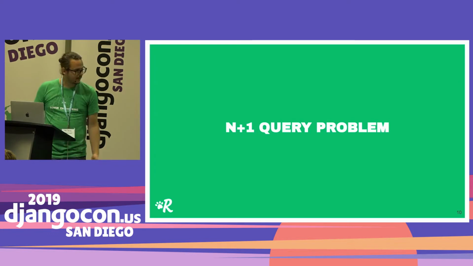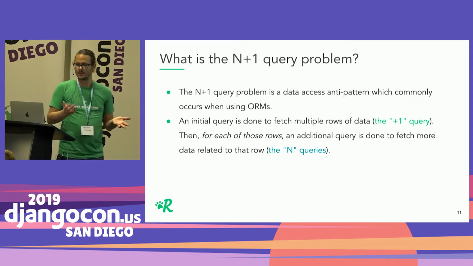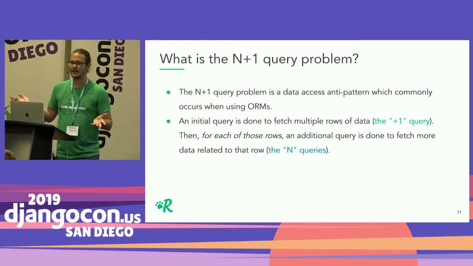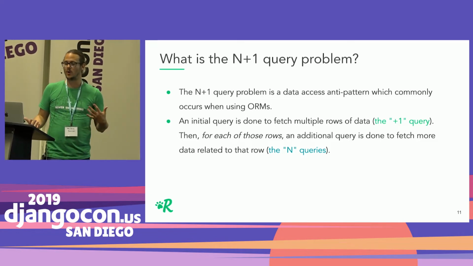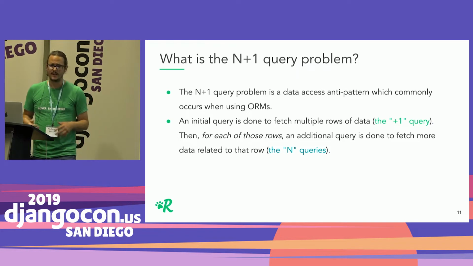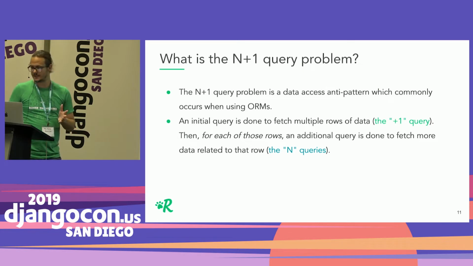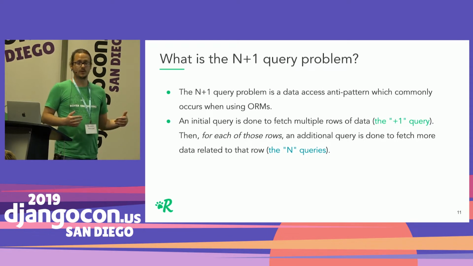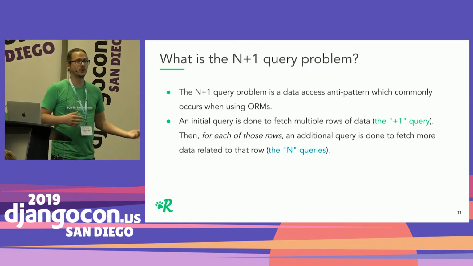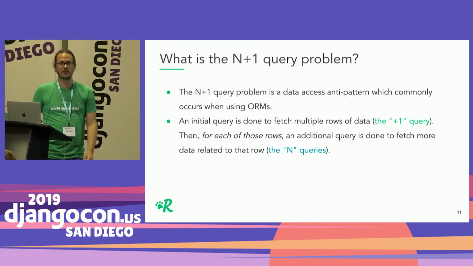So first thing, like I said, I'll talk about the n+1 query problem. So what is this? The n+1 query problem is what I'm calling a data access anti-pattern. And this commonly occurs when using ORMs. How it works is an initial database query is done, and it fetches multiple rows of data. This is the +1 in the n+1 query problem. And then for each of those rows, an additional query or queries are done to fetch more data related to that particular row. And so this is the n queries in the n+1 problem.